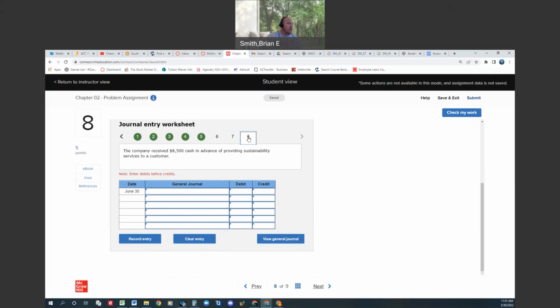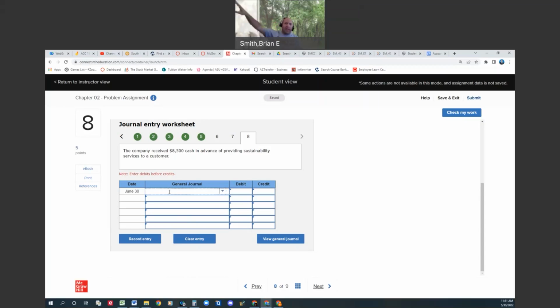Company received $8,500 cash in advance for providing sustainability. Okay, let's do this last one, and then I don't want to do all of these for you just because obviously then you guys are just basically copying what I do and everything. So I want you to be able to apply what you're learning. The company received $8,500 cash in advance for providing sustainability services to a customer.